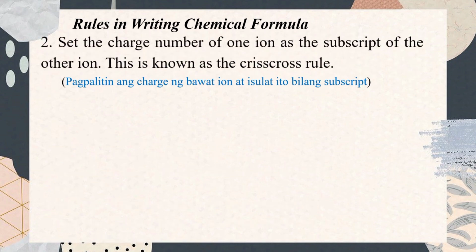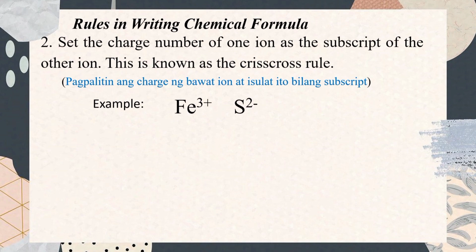Let's have the second rule. Set the charge number of one ion as the subscript of the other ion. This is known as the crisscross rule. Subscript or subscripts are small numbers usually written after a chemical symbol or a chemical formula. Let's have an example.